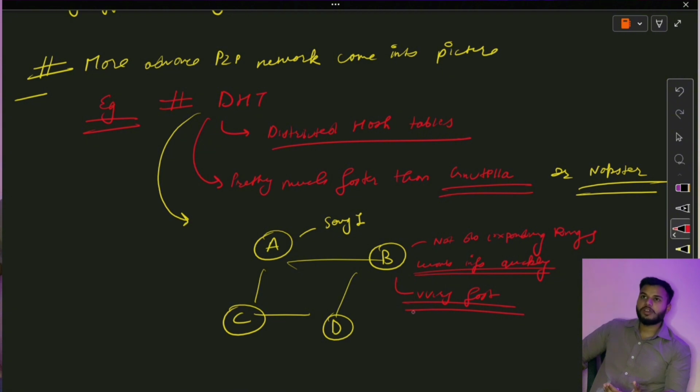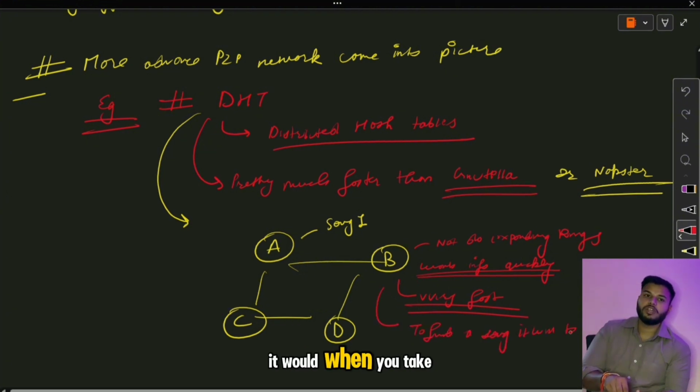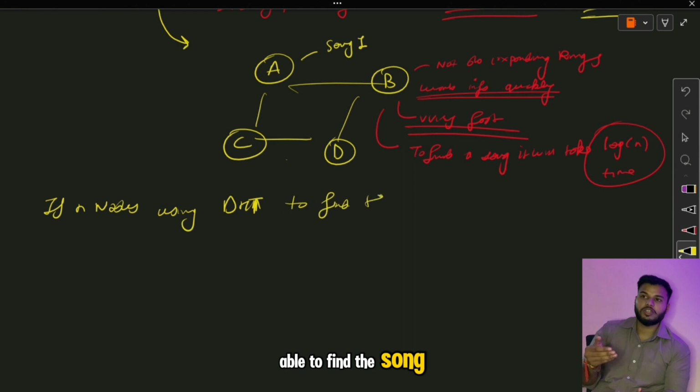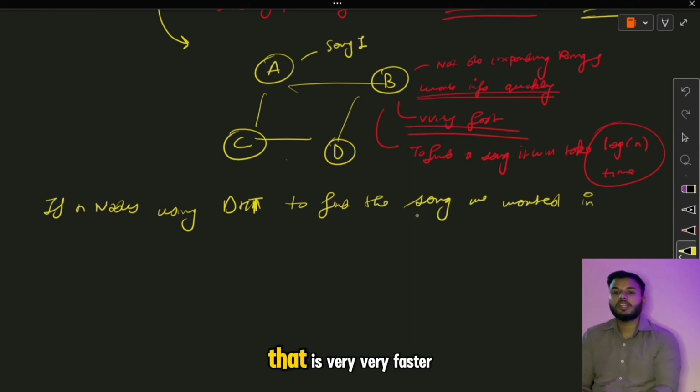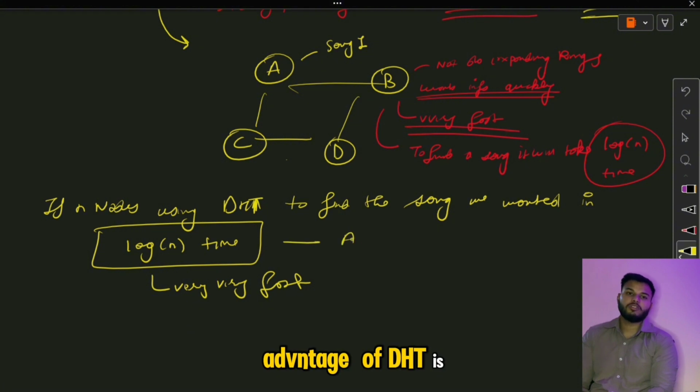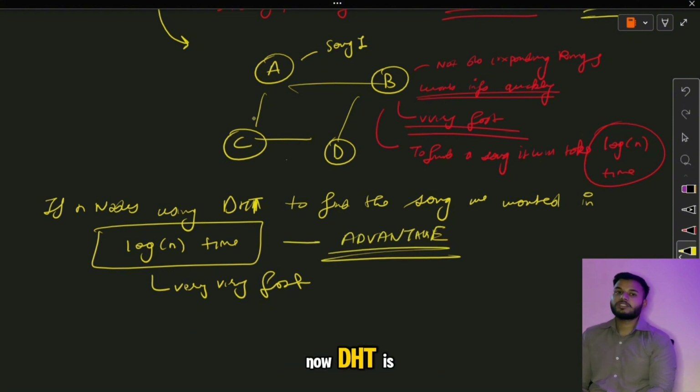To explain how fast it is, finding a song will only take log n time. So if there are n nodes in the network, using DHT we will be able to find the song he wanted in log n time. That is very fast, and that is the advantage of DHT. DHT is still very much used today as well.